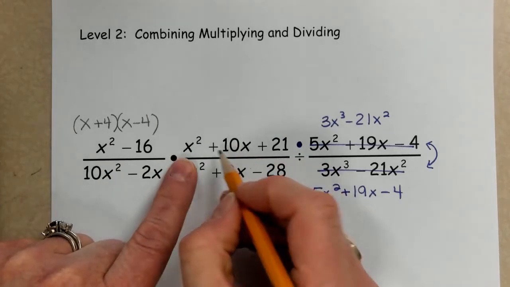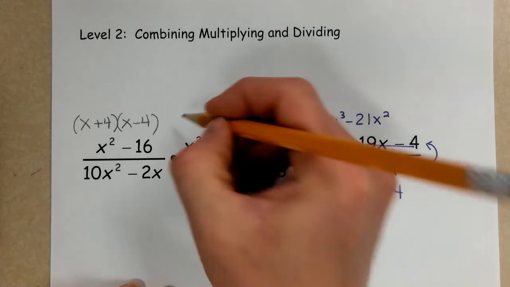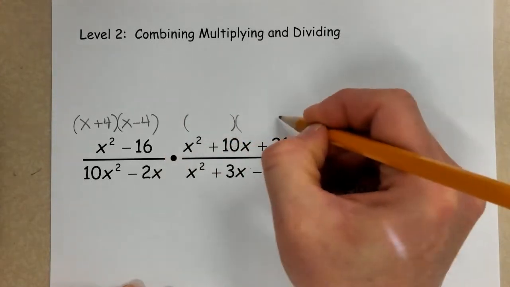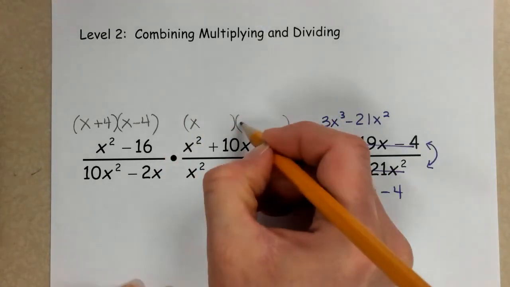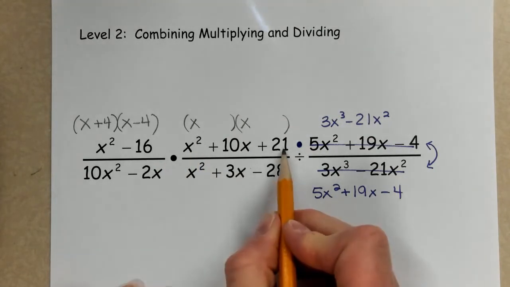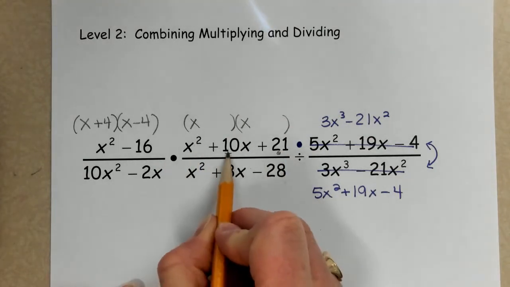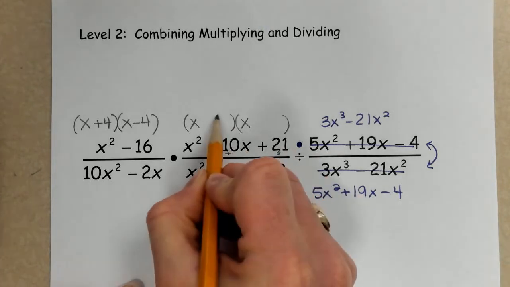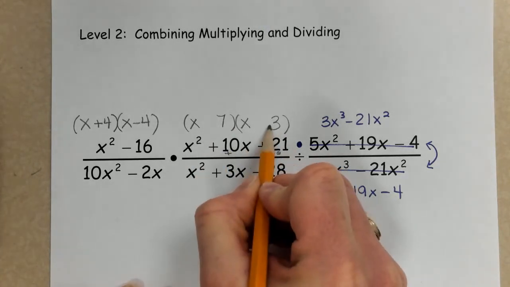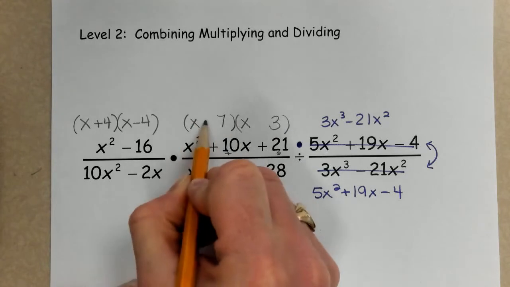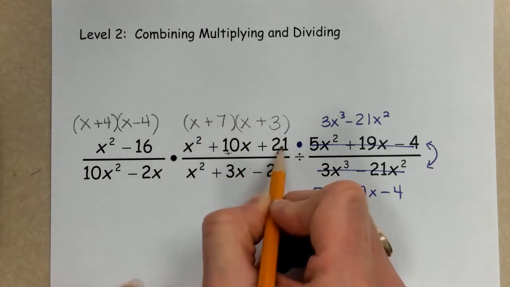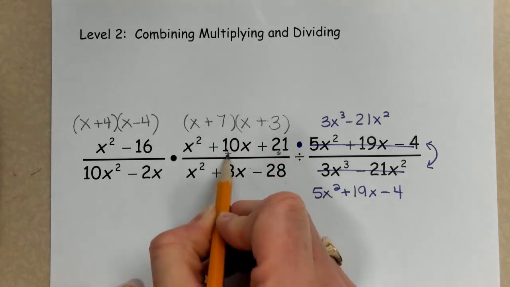Sliding sideways, here's a 1 in front of our x squared. So again, fast factoring, x and x, and then multiplies to 21, adds to 10, would be a 7 and a 3. Positives all around, positive times positive is positive, positive plus positive is positive.